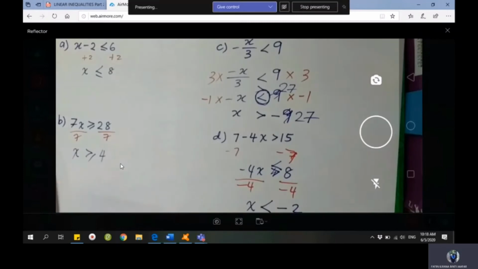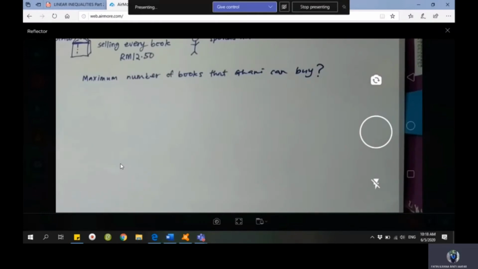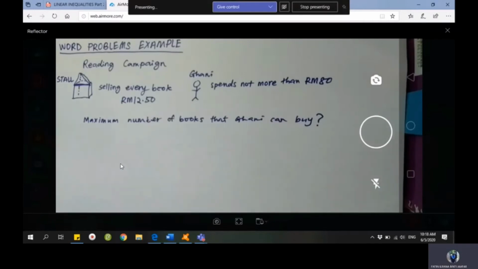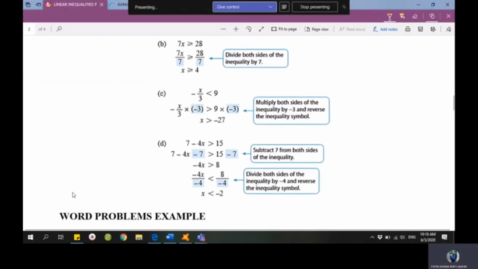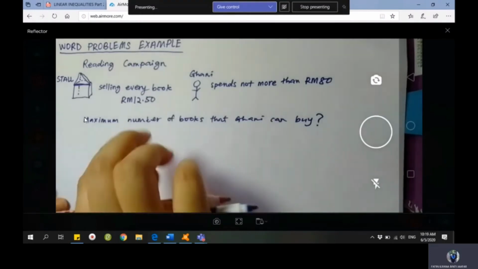Okay. Okay, next one. Our word problems example. So for our word problems example, okay, soalan dia tanya, in conjunction with reading campaign, a stall is having a book sale promotion by selling every book at a price of RM12.50. Gani spends not more than RM80 to buy some books from the stall. Calculate the maximum number of books that Gani can buy. Okay, so kena understand the problem terlebih dahulu. You have to understand the problem.